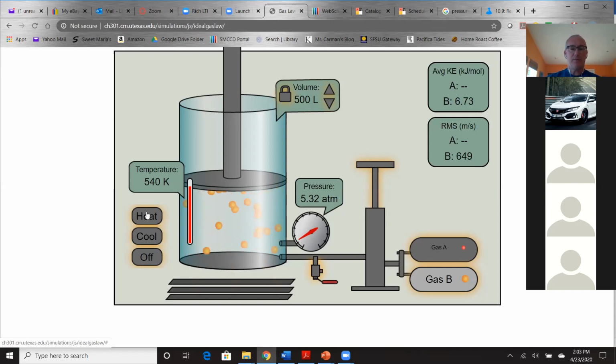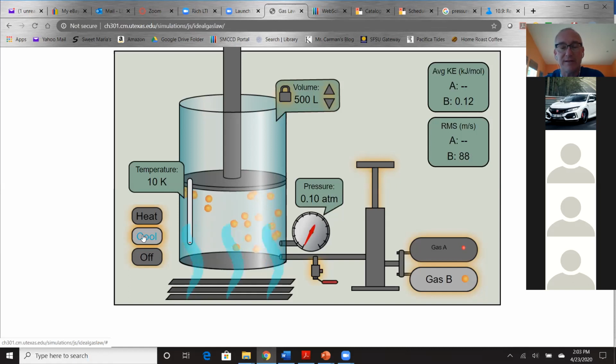So what I'd like you to do is to take 6 different temperatures, both cooler and hotter. Let's see if we get down to very cold, watch what happens.